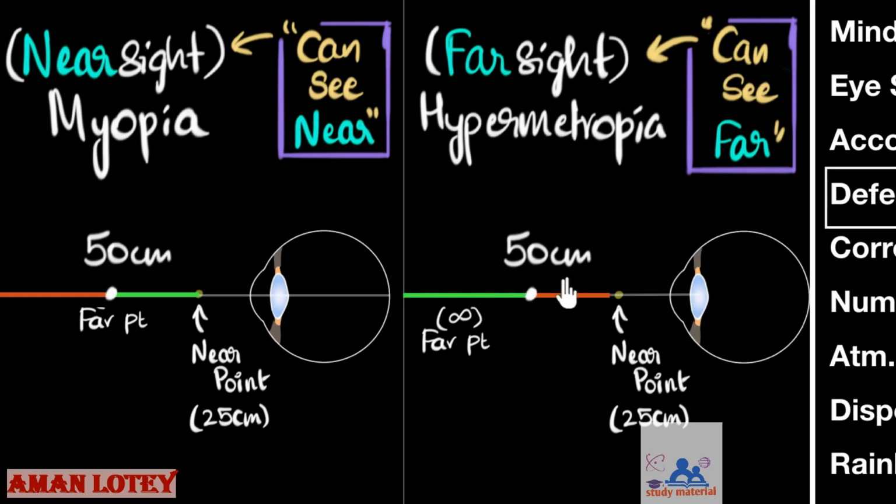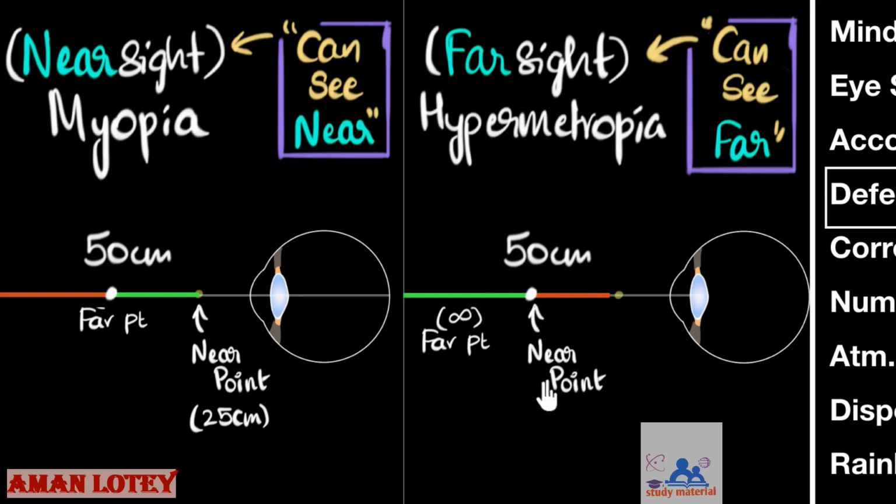Now because 50 centimeters is the closest that she can see, this means her near point has been shifted. Her near point is no longer 25 centimeters, it's 50 centimeters. So for a hypermetropic person, their near point gets shifted. Their far point is fine.